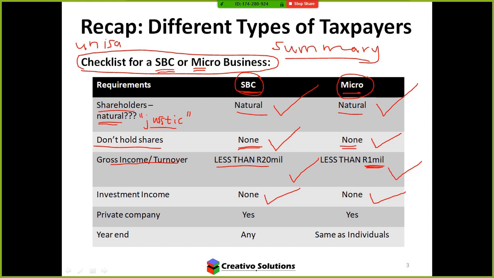And then you've got private company. Can it be a private company? Yes. Okay, private company, yes. Remember, private company, but with natural shareholders. Natural meaning people. Okay, so you and I.